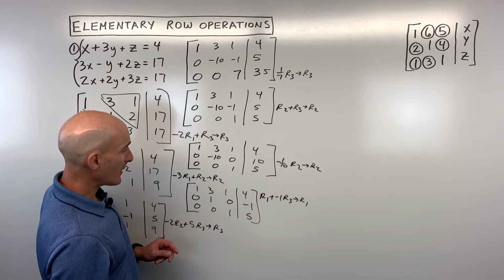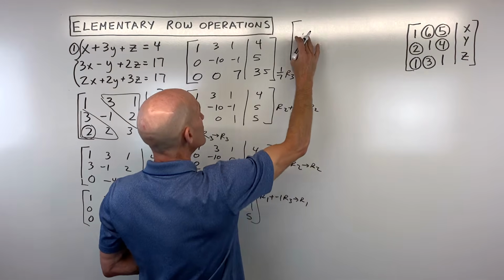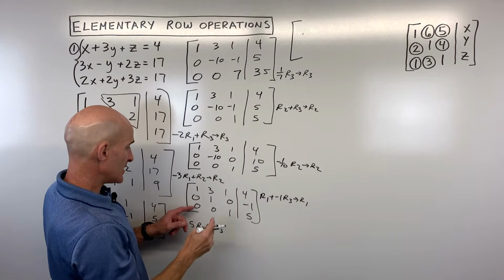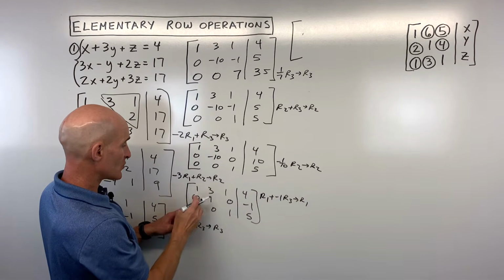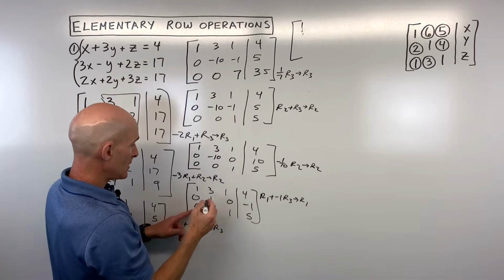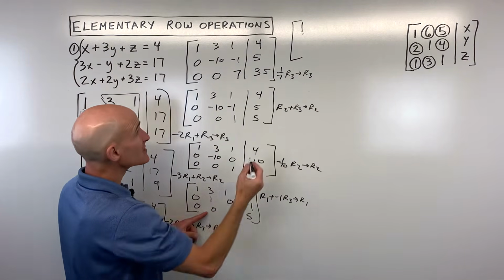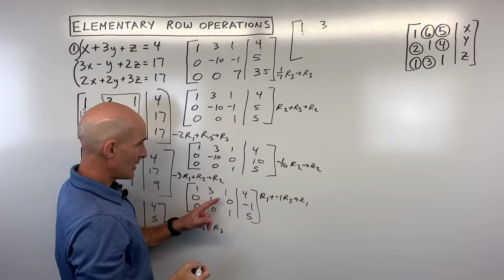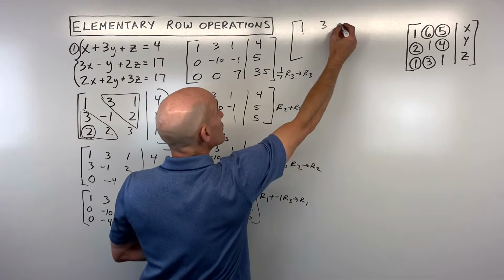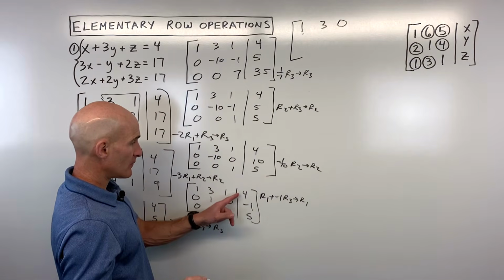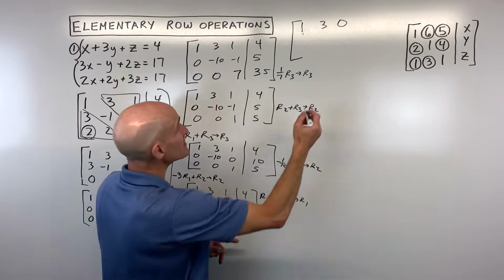Okay, now if we do that, let's go ahead and put the answer over here. So we said row 1 plus negative 1 times 0 is 0. So when I add those together, I'm just going to get 1. 3 plus negative 1 times 0 is still going to give us 3 here. And 1 plus negative 1 times 1 is negative 1, so 1 plus negative 1 is 0. And 4 plus negative 1 times 5 is negative 5, so 4 plus negative 5 is negative 1.